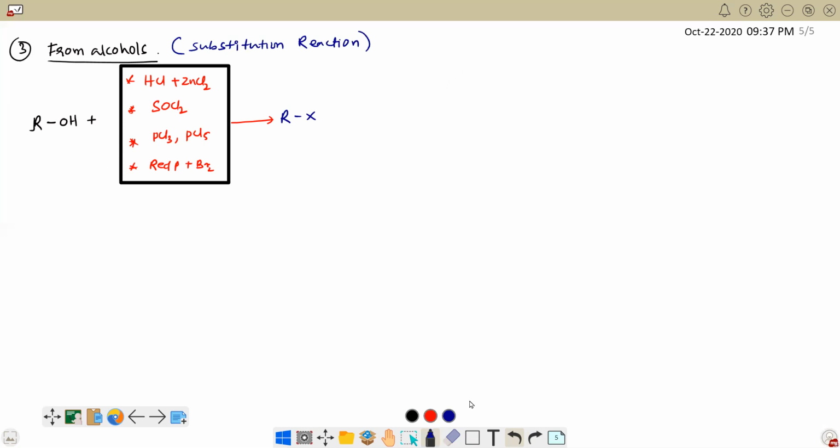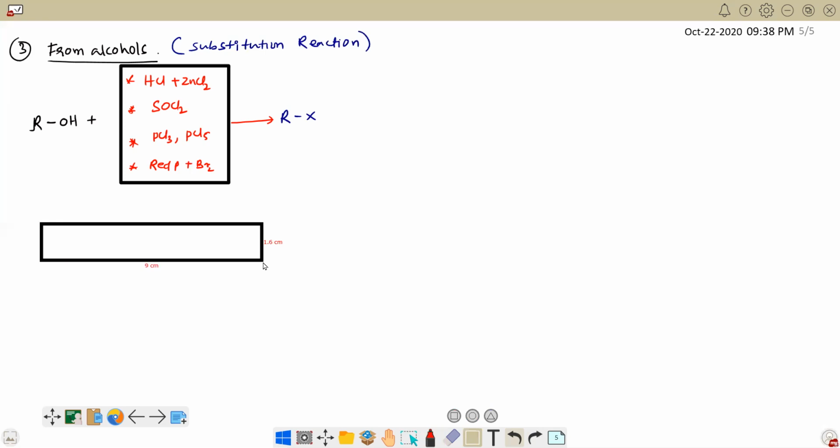Now let's see. The first thing is called Lucas reagent. First one, you write down: number one reagent. This is called Lucas reagent. What is Lucas reagent? This is ZnCl2 and HCl, or HCl and ZnCl2.